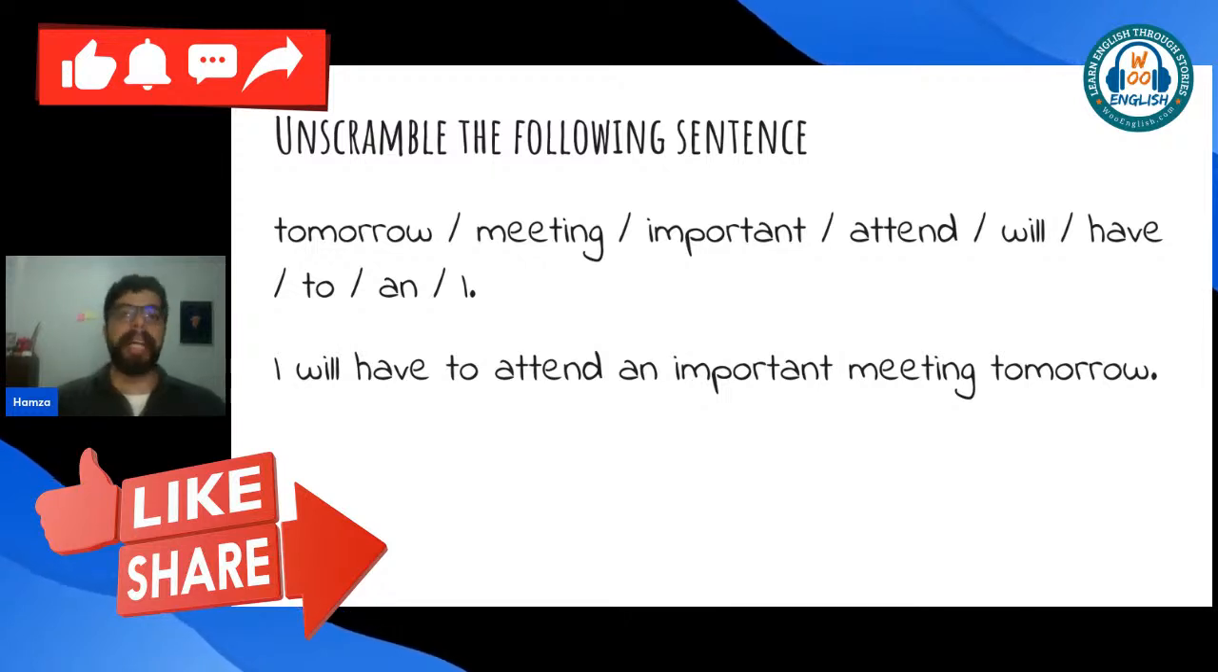But any time expressions are always flexible. We can put them at the beginning of the sentence or at the end. We can say, tomorrow I will have to attend an important meeting, or I will have to attend an important meeting tomorrow. Time expressions are quite flexible.